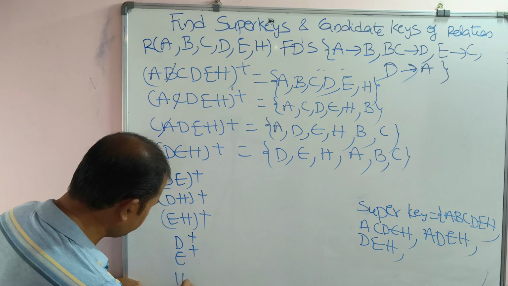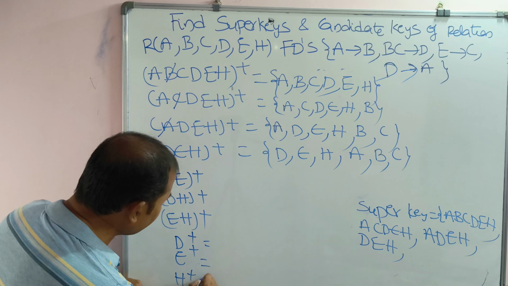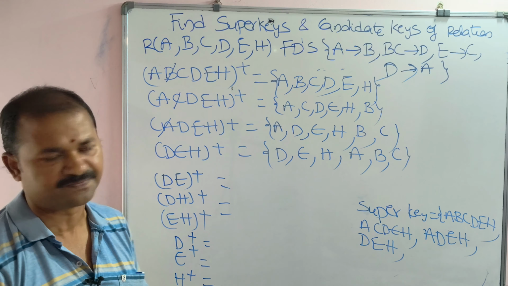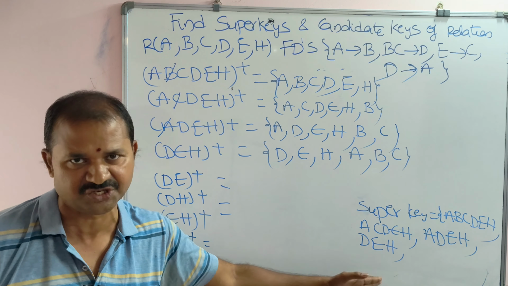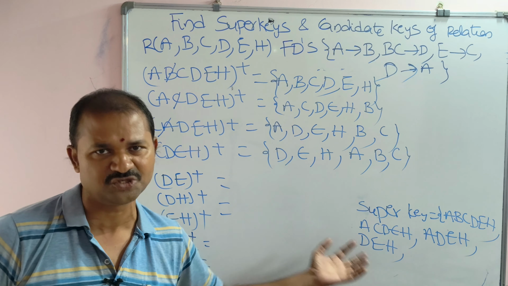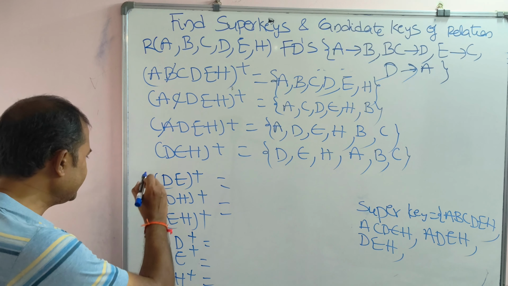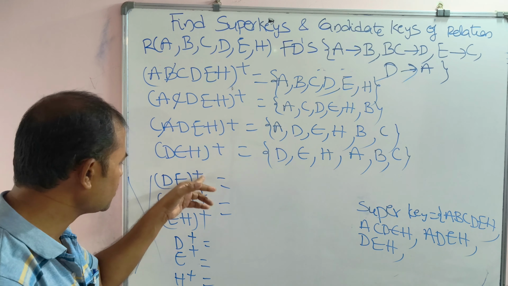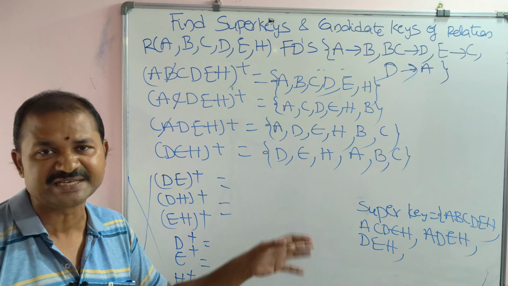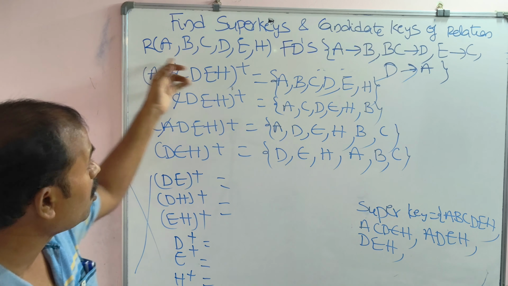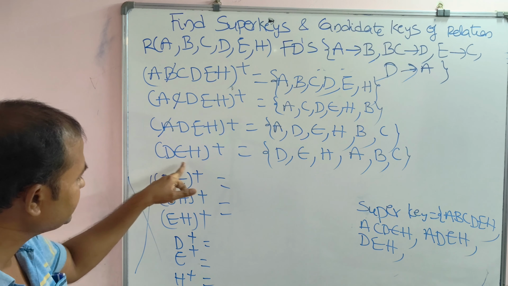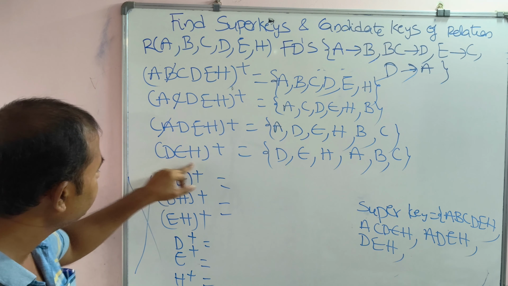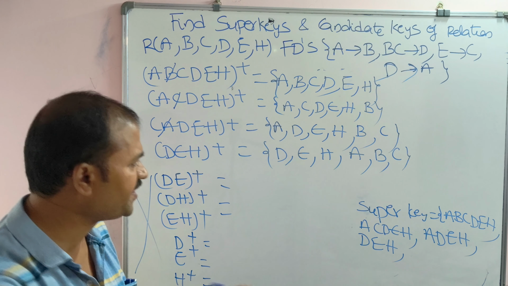Next, EH. But if we calculate the closure, then it won't give all the attributes such as A, B, C, D, H. So you know how to calculate the closure. Let's check once. So we can say that all these keys are not super keys. Why? Because the closure of these doesn't produce all the attributes. So we can say that DH is the candidate key. Why? Because out of these 4 keys, in DH we have the minimum number of attributes.